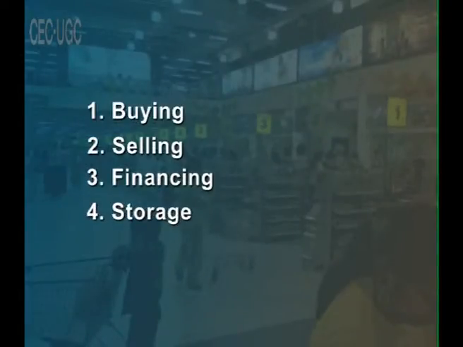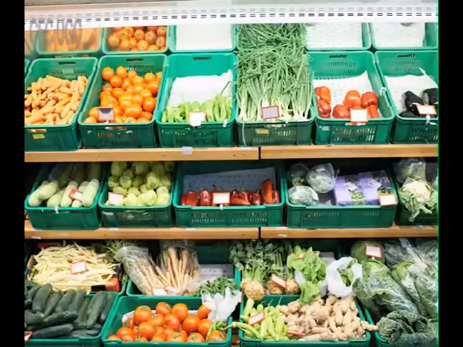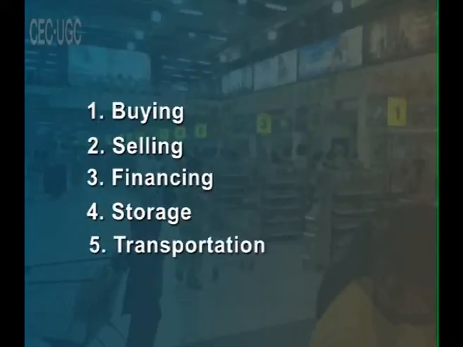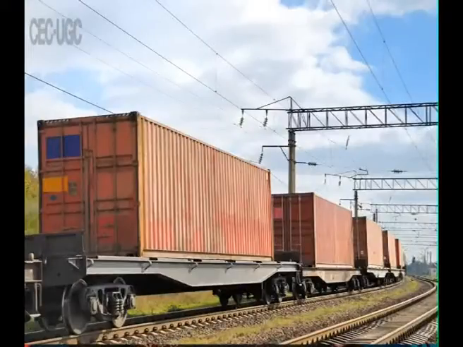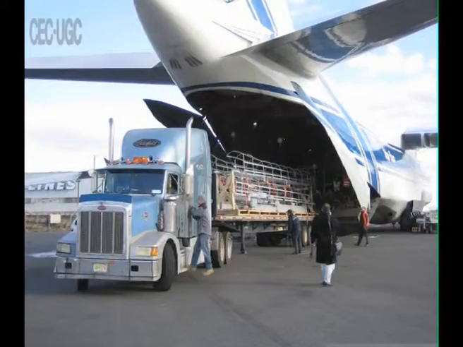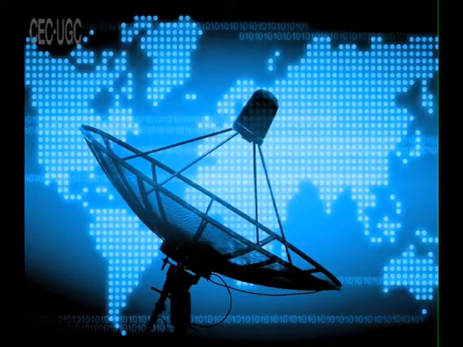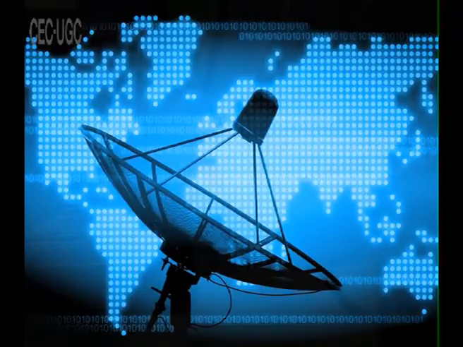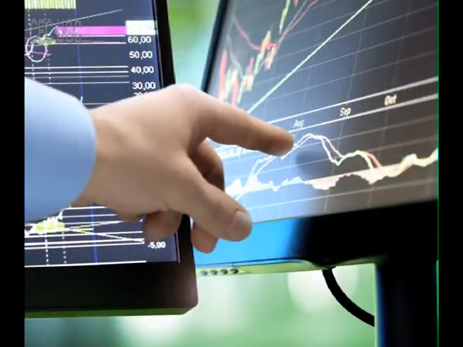Fourth, storage. Products must be stored and protected until they are needed. This function is especially important for perishable products such as fruits and vegetables. Fifth, transportation. Products must be physically relocated to the locations where consumers can buy them. This is a very important function. Transportation includes railroad, ship, airplane, truck, and telecommunications for non-tangible products such as market information.